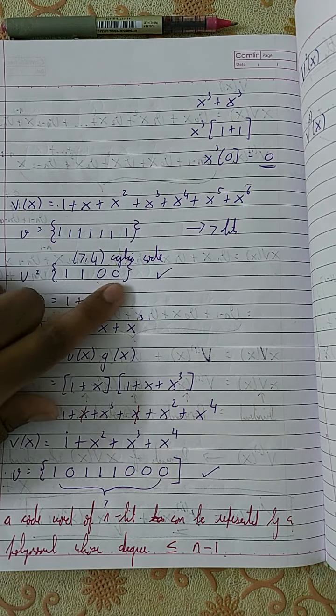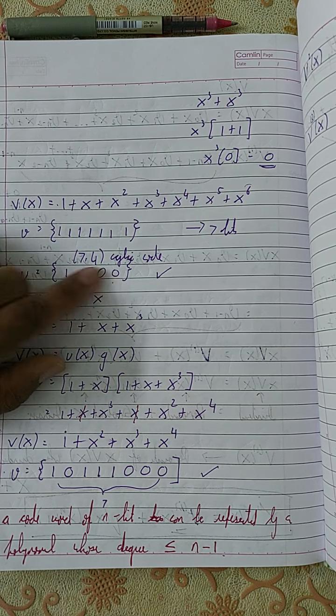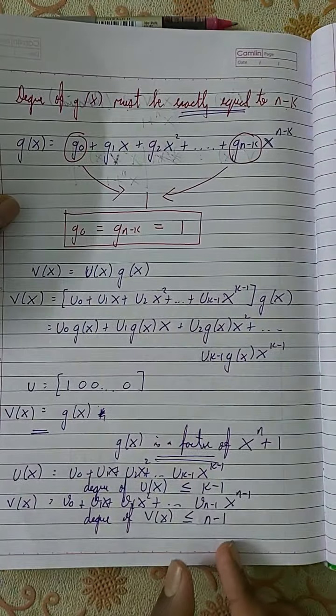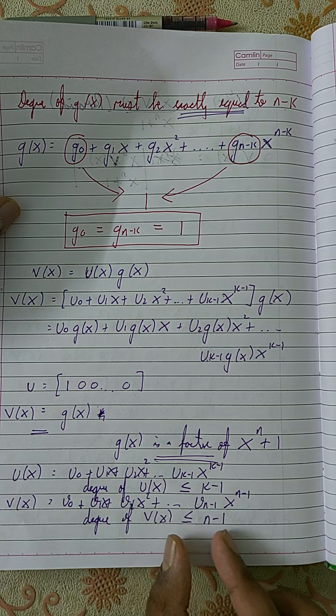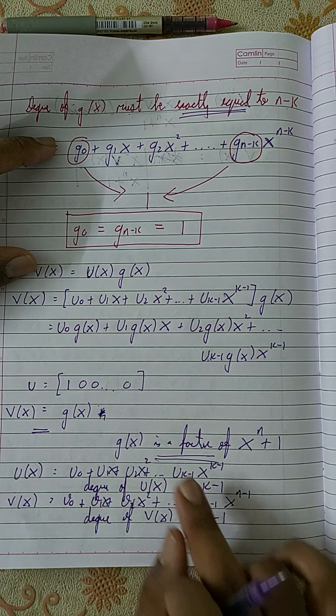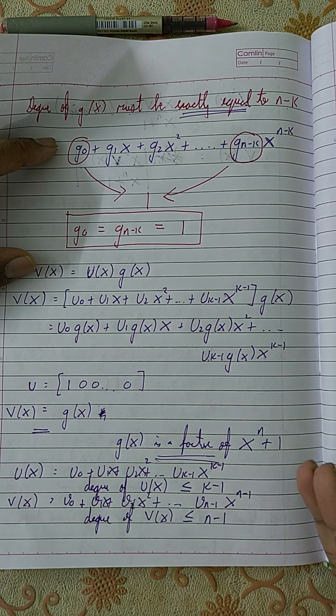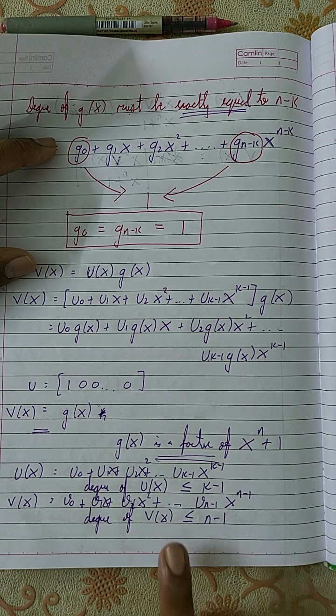If the last bit or the last 2 bits or the last 3 bits or the last 4 bits are 0, then the degree will also get reduced. That is why I say it is less than or equal to n minus 1, and here the degree is less than or equal to k minus 1. But it can never go greater than k minus 1, and this can never go greater than n minus 1.